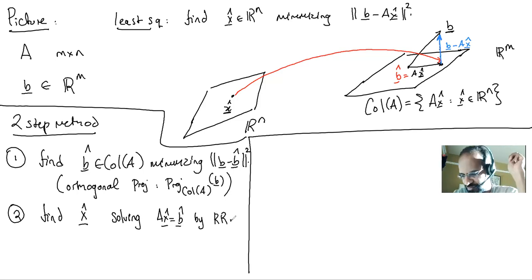And why is that system consistent, by the way? We know that b̂ that we found is in R^m. You know more than that. You know it's in the column space of A. Right, so for the system to be consistent, you need b̂ to be in the column space of A. And that's what you guaranteed by step one.